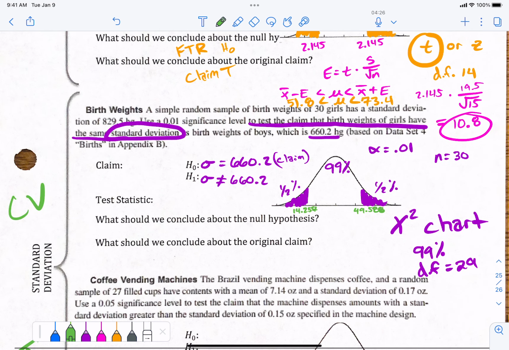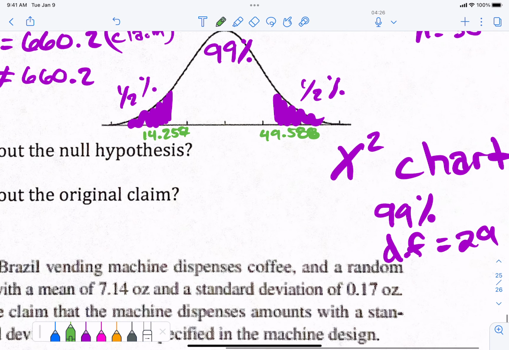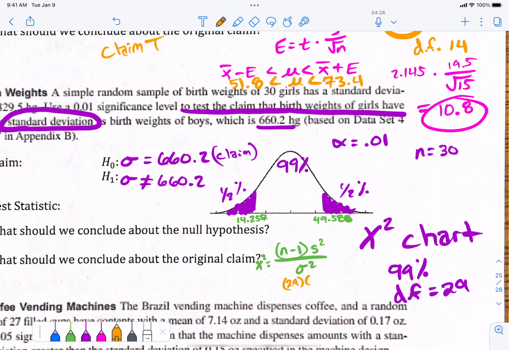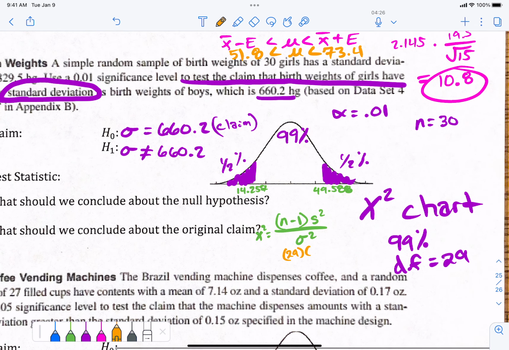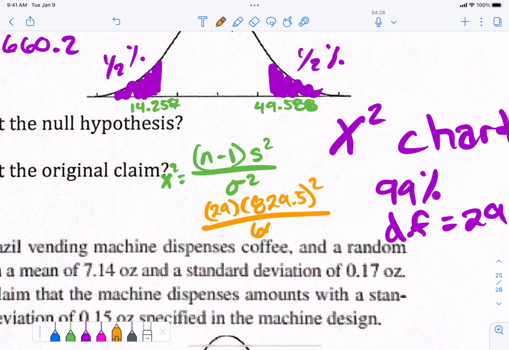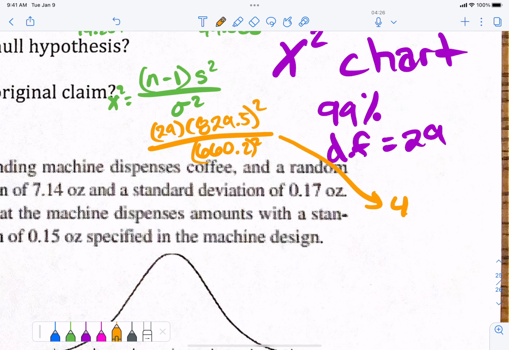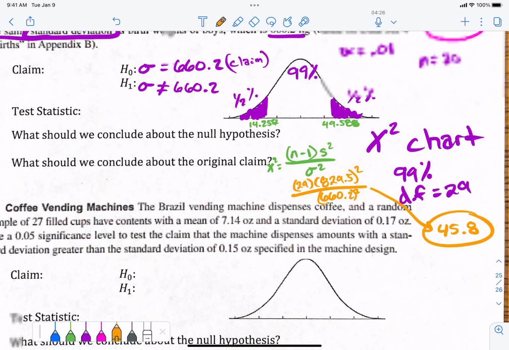So now what? Plug it in. The formula is, I forget. Is it the square root or no? N minus one times S squared over sigma squared, but it's not the square root of that, right? No, it's just that thing. So that's my value for my critical number. N minus one was 29 times 829.5 squared over 660.2 squared. That's what we're comparing to. It's 45.8-ish.